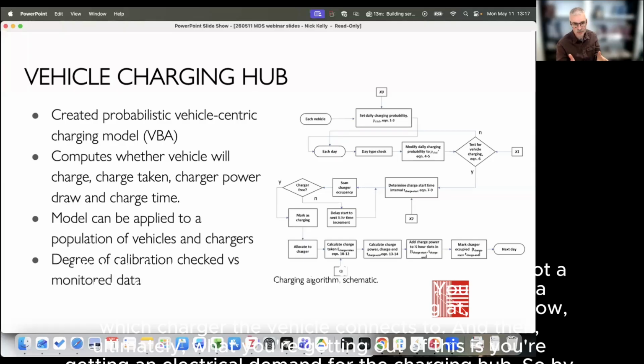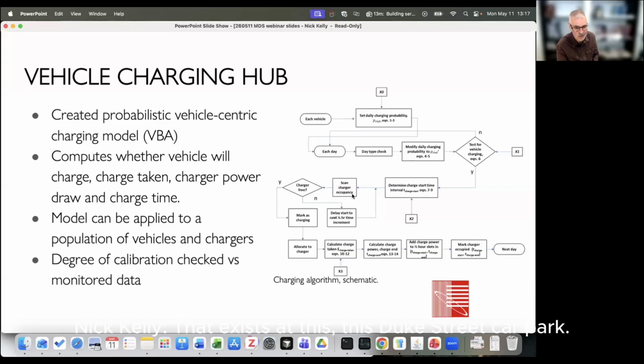You set up a population of chargers, so you're looking at which charger the vehicle connects to, and then ultimately what you're getting out of this is an electrical demand for the charging hub. By charging hub, I just mean a collection of chargers that exist at this Duke Street car park.